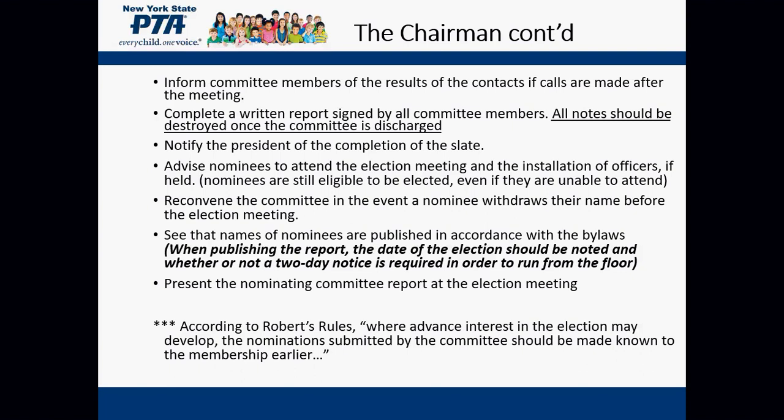You inform the members of the results of the contacts. So the chairman generally makes the contacts, okay, in terms of calling potential nominees. And then you complete a written report signed by all committee members. Now, suppose that you have met and you have one person that you have not gotten in contact with, and you're not sure if they're going to say yes or no. So you might have another alternative. So let's say we decided Joe would be a good president, but we're not sure if he's available. So does everybody agree we'll accept James if Joe is not available?